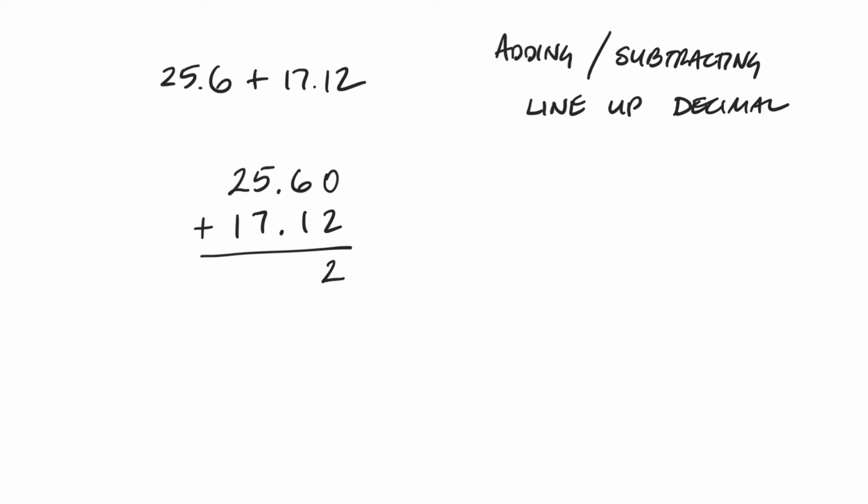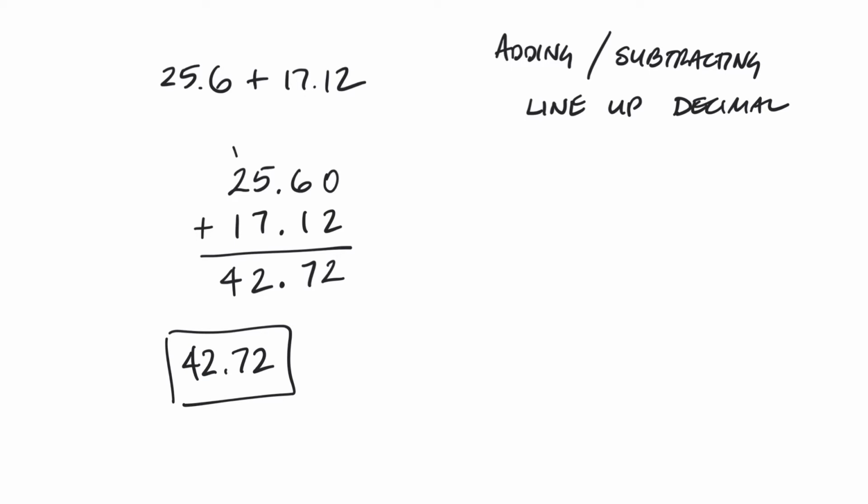So we do just like we normally would. This is 2, then we'll have 7. The decimal point comes straight down, so the decimals are lined up and our decimal place will be in the same spot. And then 5 and 7 is 12, so we'll carry that 1, and that will give us 42 and 72 hundredths. So this is our answer, 42 and 72 hundredths.